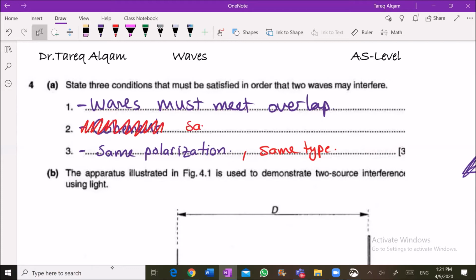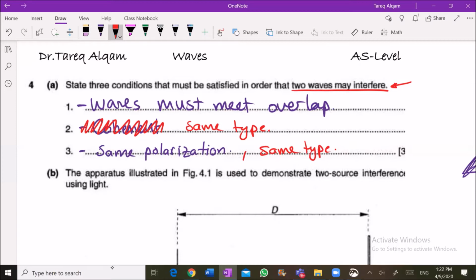Okay guys, pay attention here please. Look at this question again. Sorry, I did not read the question. Here: state three conditions that must be satisfied in order for waves to interfere. Last time I told you this. Please focus with me. If you still have any question, ask me.